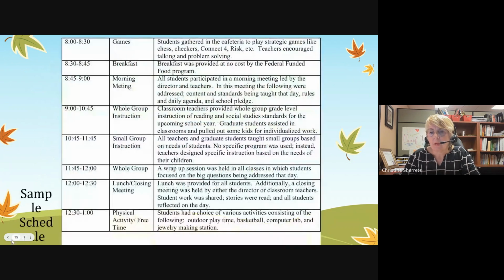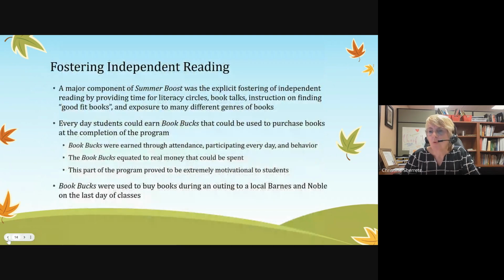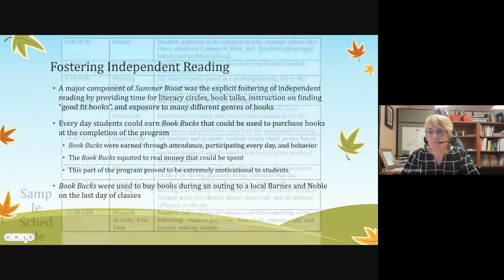One major part of the program that we did was explicit fostering of independent reading, which we know our struggling readers need more reading volume. So every day the kids could earn what we called book bucks, and they were equated to real money that could be spent. At the end of the program, the kids were allowed to buy books at Barnes and Noble. And I'm going to show you a video of that based on how many book bucks they had.